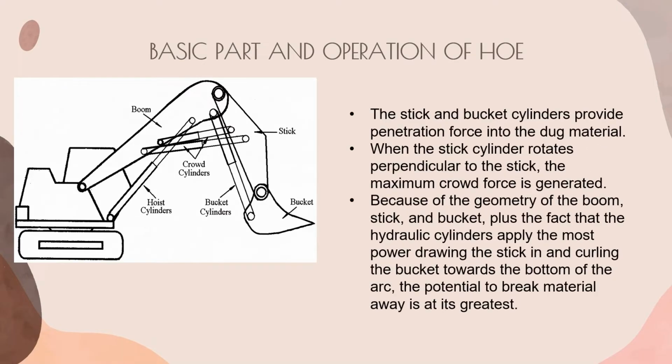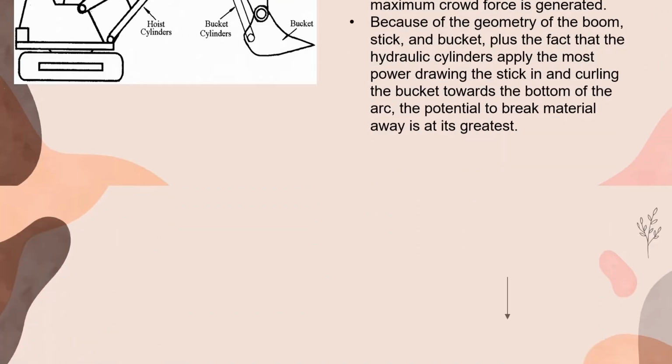In operation of the hoe, the stick and bucket cylinders provide penetration force into the dark material. When the stick cylinder rotates perpendicular to the stick, the maximum crowd force is generated. Because of the geometry of the boom, stick and bucket, plus the fact that the hydraulic cylinder applies the most power drawing the stick in and curling the bucket towards the bottom of the arc, the potential to break material away is at its greatest.